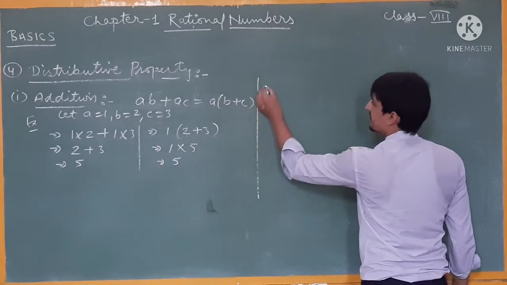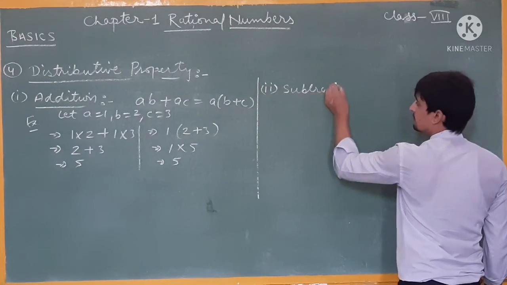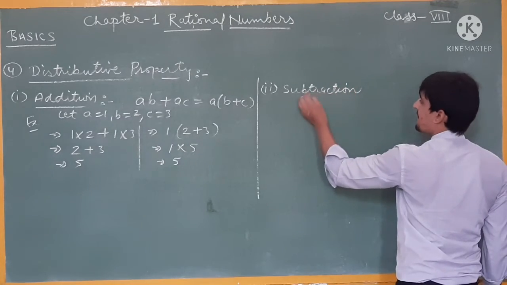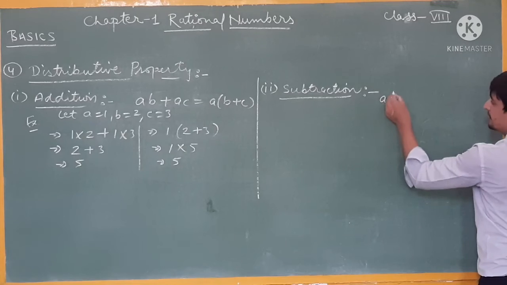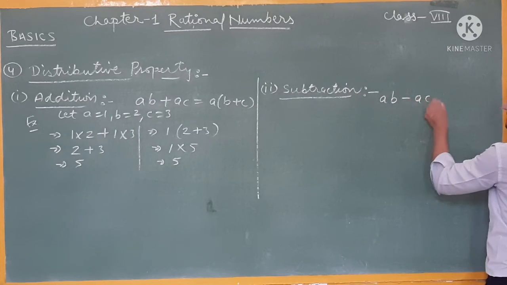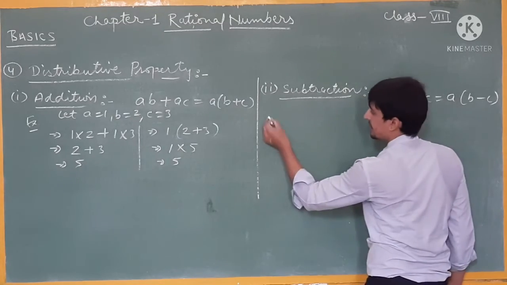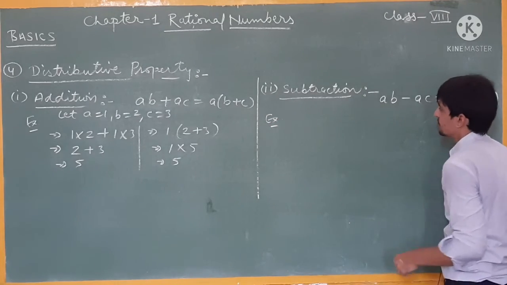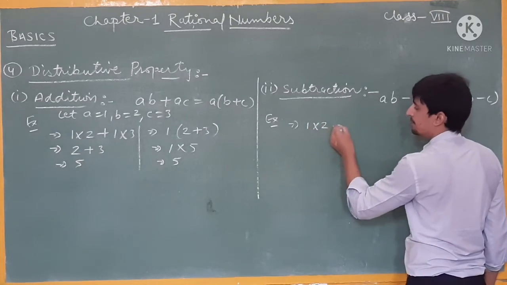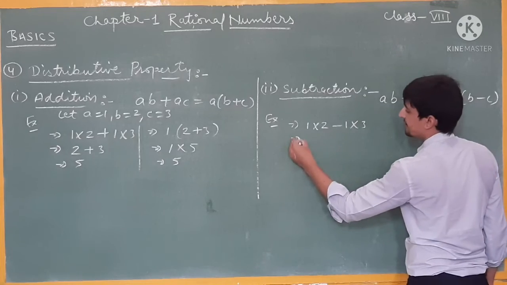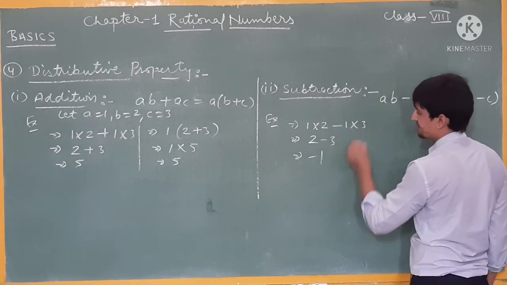Now second, we have subtraction. This will be ab minus ac, which is a(b minus c). For example, let a, b, c be 1, 2, 3. Putting the values in the LHS, we get 1 into 2 minus 1 into 3. 1 into 2 is 2, 1 into 3 is 3, so it will be 2 minus 3, and we get minus 1.